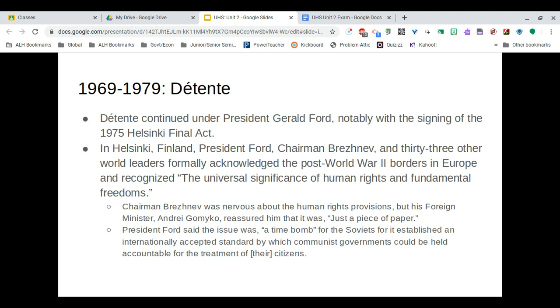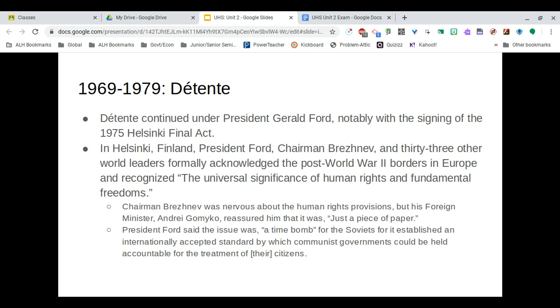But Ford looked at it as a time bomb for the Soviets, where it established an internationally accepted standard by which communist governments could be held accountable for the treatment of their citizens. Ford looked at it as an opportunity for the Soviet Union to put their name on this piece of paper and say we're going to do X, Y, and Z for our citizens. And if they weren't, we could start to hold them accountable for that.